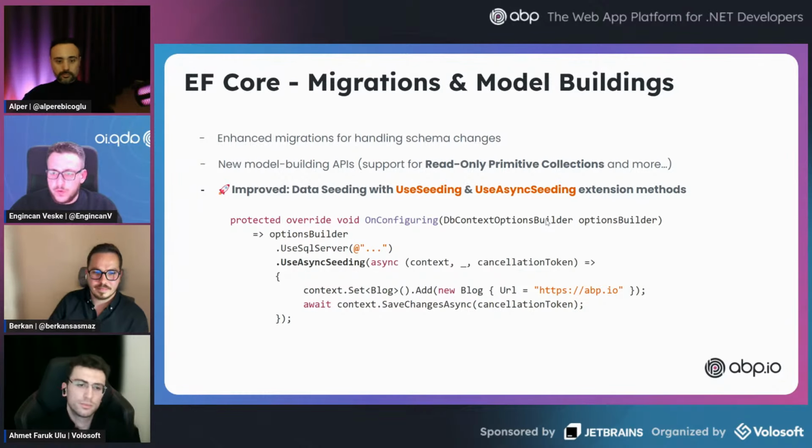When you are configuring your database, for example configuring SQL Server, after that you can use the new extension methods, UseSeeding or UseAsyncSeeding. By using this method, whenever your model is building up and your migrations are building up, the seeding logic will be used, and you can seed your data within this method, or you can directly create a new class and call it in here.